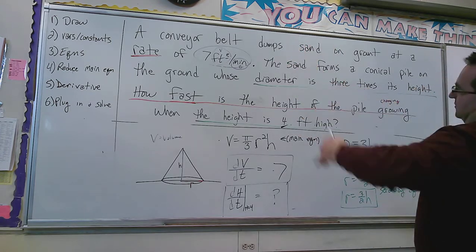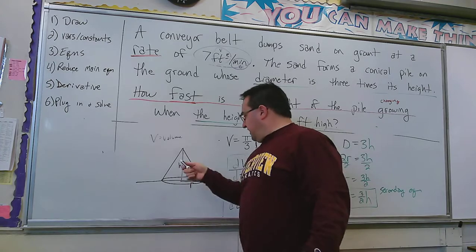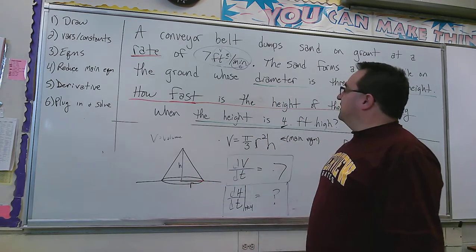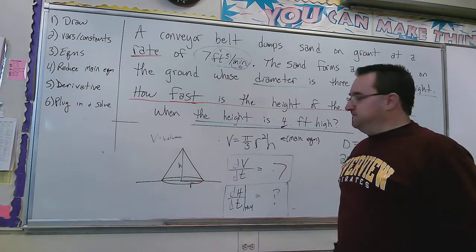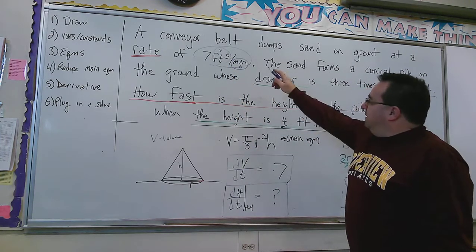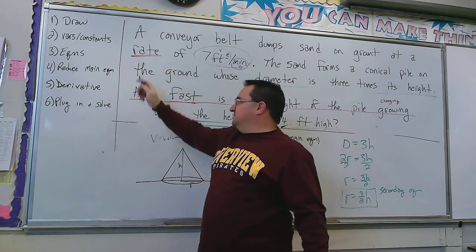So here's the words. From the words, I drew a cone-shaped pile. I put an H and an R in there. I realized it's talking about volumes because of the units right there. And I looked up this equation. Then I knew I had to do something with the 7. See that word rate? It's a dead giveaway.